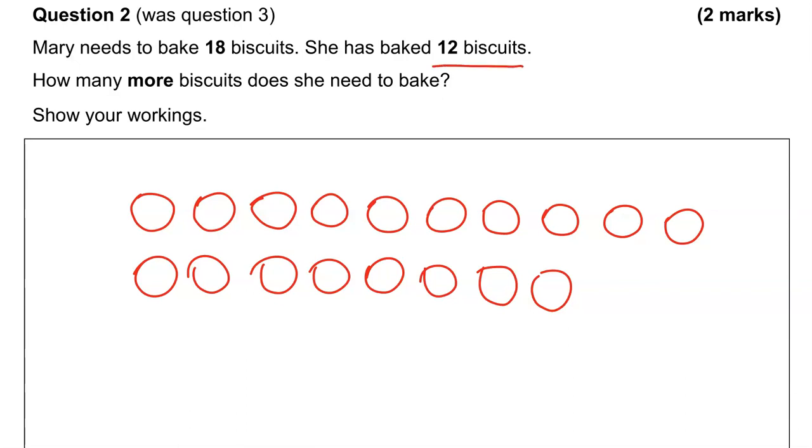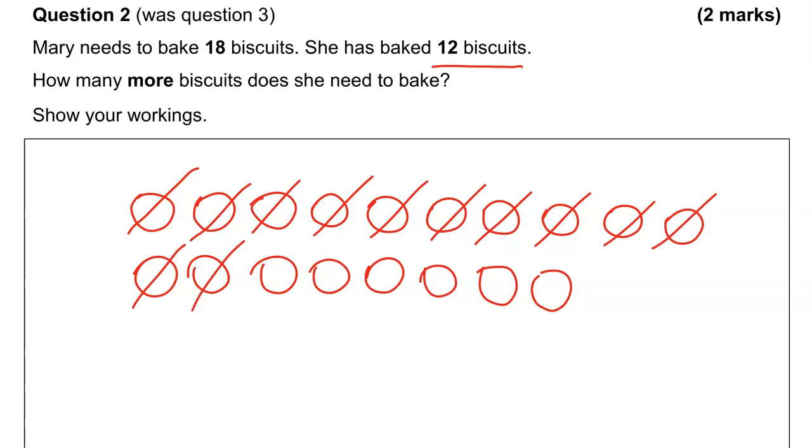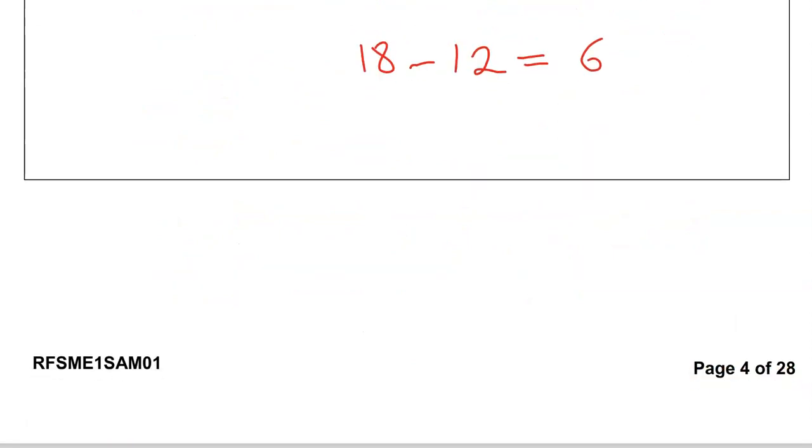She has baked 12. So 1, 2, 3, 4, 5, 6, 7, 8, 9, 10, 11, 12. What's left is 1, 2, 3, 4, 5, 6. So 18 take away 12 equals 6.